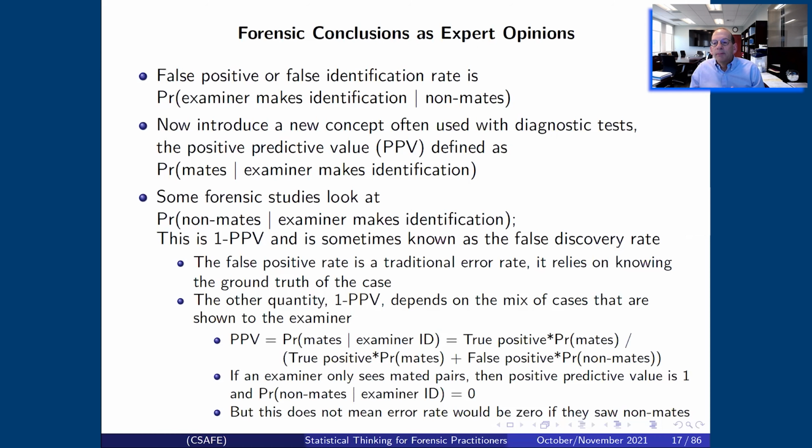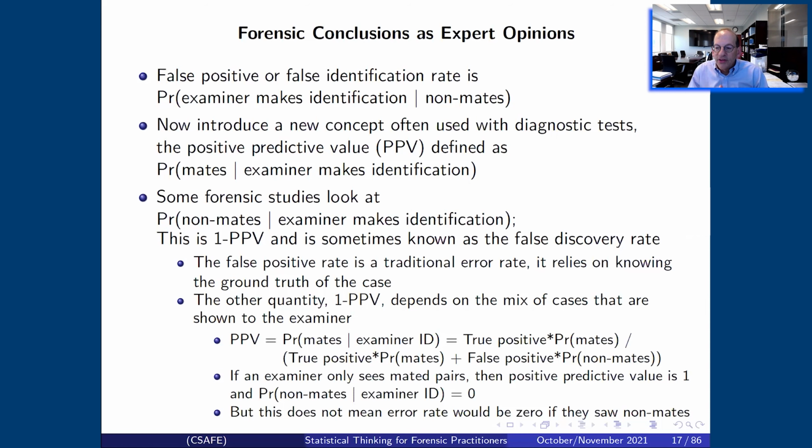In this case, some forensic studies have been published where they look at all the times the examiner made an identification in my study and find out how often they got it wrong. You'll notice that that's one minus this positive predictive value. Sometimes that was the false discovery rate. So we have a false positive rate, non-matching pairs incorrectly identified as matching, and a false discovery rate, okay, an identification conclusion turning out to be wrong.